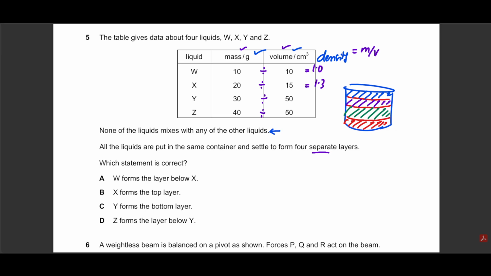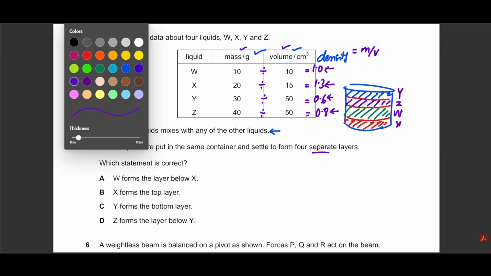The second one has 1.3 grams. The third one has 0.6. And the last option has 0.8 grams per cm cube. So if I were to organize this in this container, the smallest density is Y. So Y would be at the top. The next liquid would be Z in the lineup, and the green one should be liquid W. The last one, or the heaviest one, with the most density, that would be liquid X.